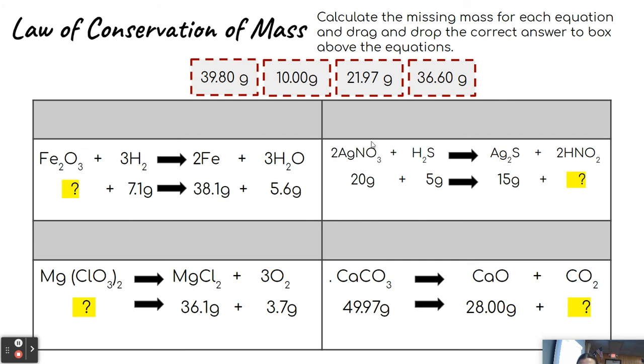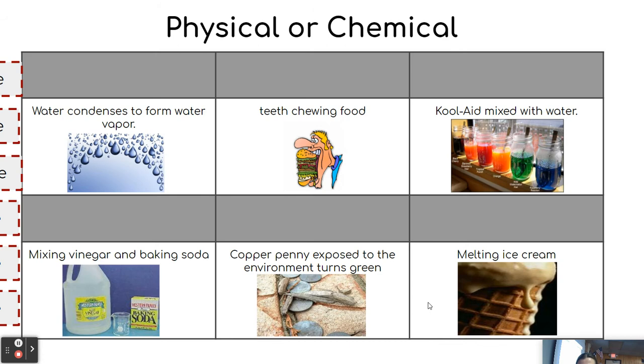Okay, and so you would do the same over here. Your reactants, you would add the masses, 25 grams. So your products must also equal 25 grams. So what's the missing amount of grams? 10 grams. Okay, and then you'll do the other two on your Google Slides.